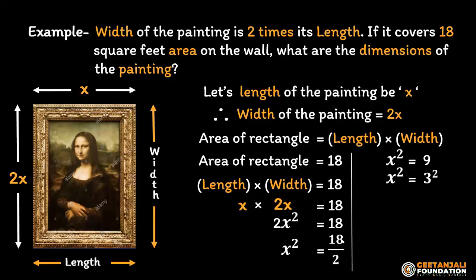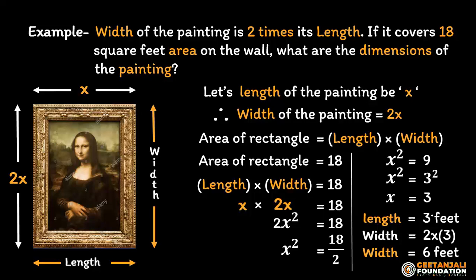9 can also be written as 3 square. So x square is equal to 3 square. Therefore, x is equal to 3. So this way you have got the length, because x is the length. So the length of the painting is 3 feet. We got this unit from here because the area is given in square feet. So length will be in feet. So the length of the painting is 3 feet. And the width is double the length. So it will be 2 times 3. So width will be 6 feet. So you have got length as well as width. That is the dimensions of the painting.